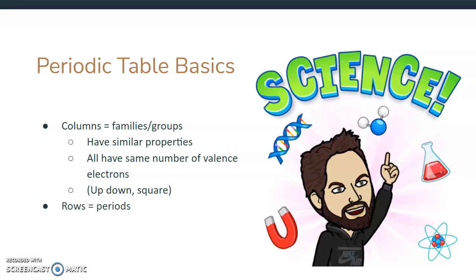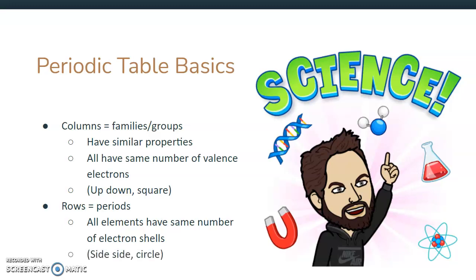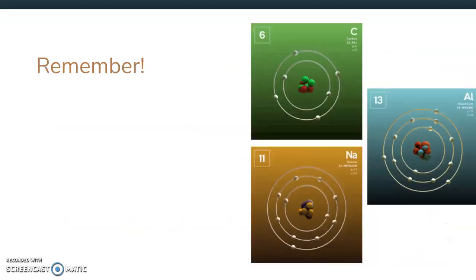Then we have our rows, which are called periods. So all of our elements have the same number of electron shells in each period. So for example, in period 2 or row 2, every single atom will have 2 electron shells. So it works the same way for every row of the periodic table. And then when we think of rows, they're side to side, and then we think of shells, so we're going to make a circle with our hands like our video showed us. So those are some good ways to help us remember the difference between the two.